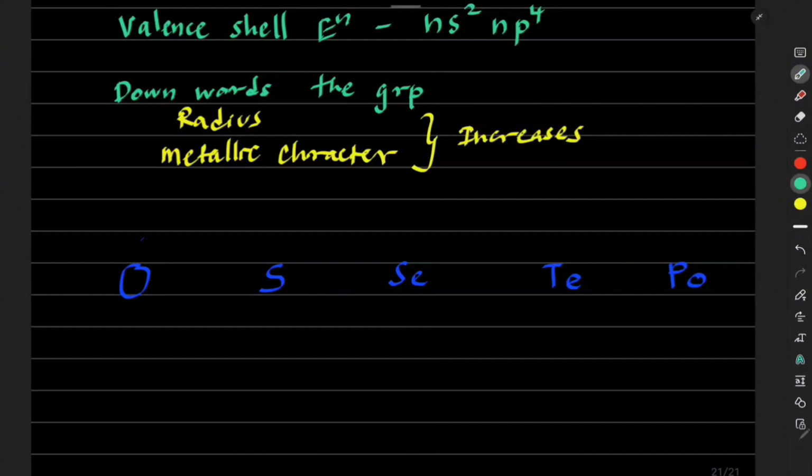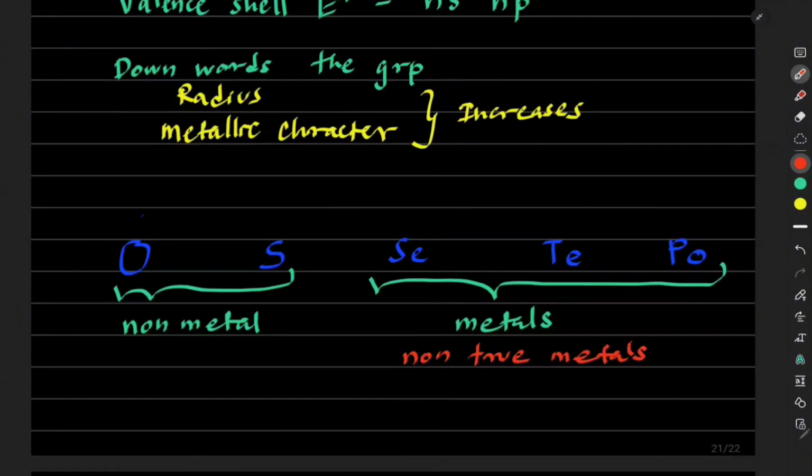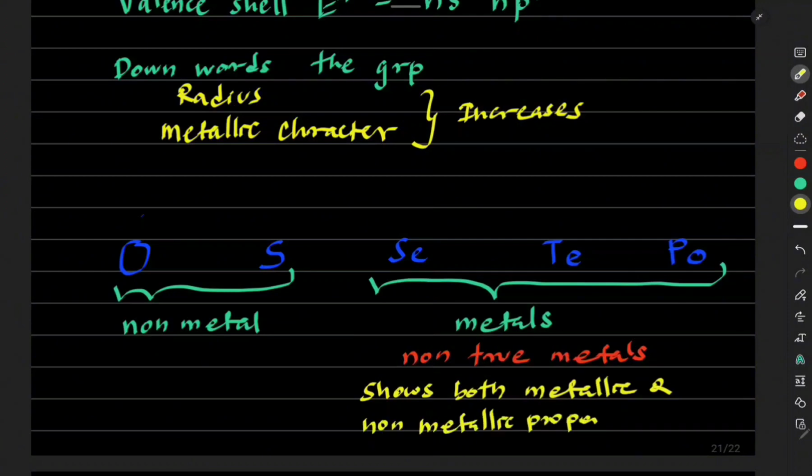Oxygen and sulfur are non-metals. Selenium, tellurium, and polonium are metals, but these are not true metals, because they show both metallic and non-metallic properties.